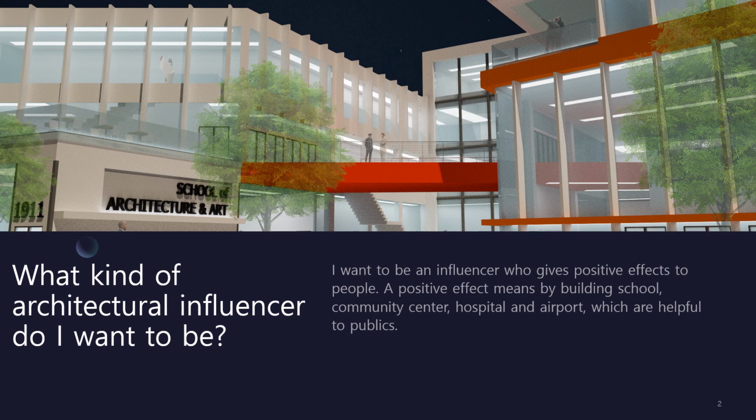Just beyond the building itself, for me, I think that the community building can gather people and in the future bond them together as one whole community. So, in my perspective, making a building for people also means contributing to the people and their community. So I want to be that kind of architectural influencer who can work for the people and the community itself.